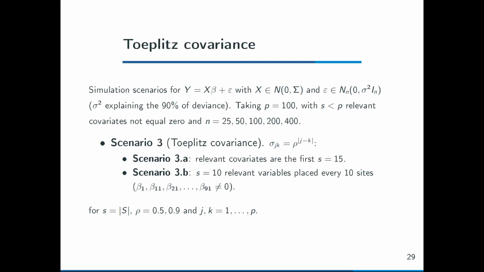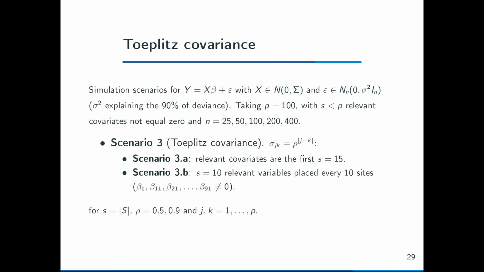In contrast, in the scenario 3.b, we have only 10 relevant variables. They are placed every 10 sites, for example, in the first location, 11, up to 91 location. And in this last scenario, we expect smart algorithms to be able to recover the 10 relevant covariates, or at least a representative subset of these 10 relevant covariates. So we allow to interchange relevant covariates with noisy ones, but we want to be able to have the information of these S equal 10 relevant covariates.